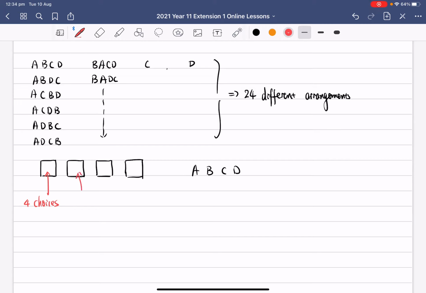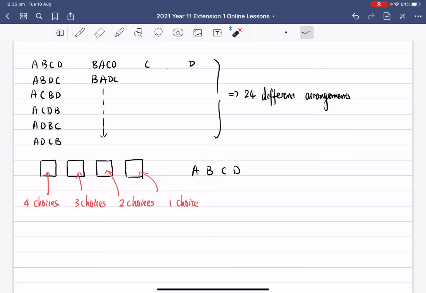Now for the second box, if you have chosen a letter already, that means this letter is gone, and you only have 3 choices left. It doesn't matter which letter you choose first, you always have 3 letters remaining to choose from. So the second box has 3 choices. The same applies to the next one. The second last box has 2 choices, and the last one you only have 1 choice. Does that make sense? Imagine you have already chosen 3 letters, so you only have 1 letter remaining, so you don't really have a choice at the end.